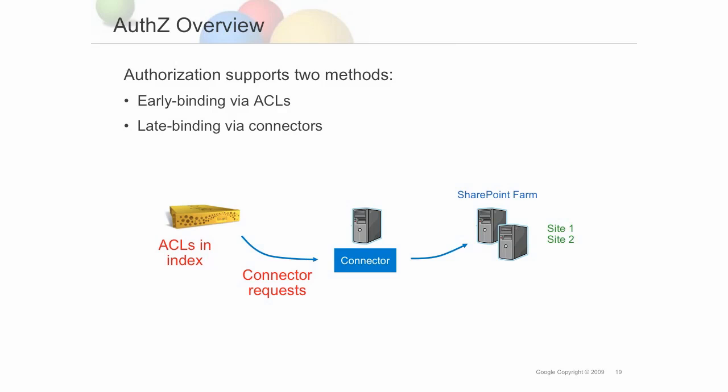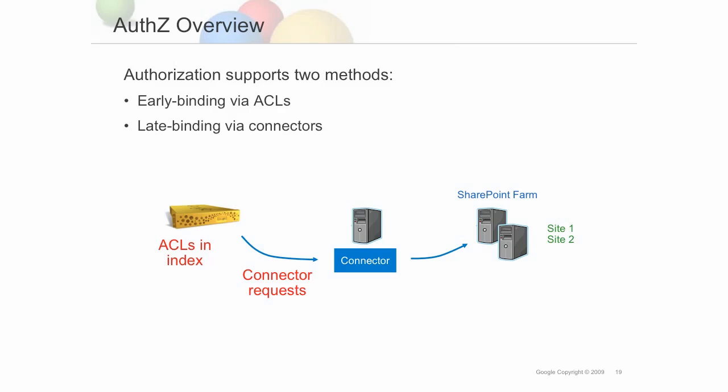Authorization is the process of checking a user's permission to each result before returning results to users. We have two choices for authorization: early binding using ACLs that are fetched from SharePoint and preloaded into the appliance's index at crawl time, or late binding using authorization requests from the connector to the backend SharePoint server at serve time. ACLs allow the appliance to check permissions in microseconds and is highly desirable because queries do not slow down or time out. Connector authorization requests can take hundreds of milliseconds and is not as desirable as queries may slow down or time out and only return partial results.